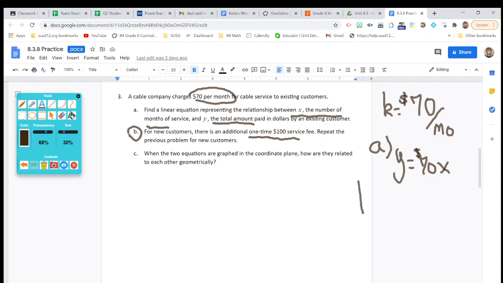Okay, we're going to make another graph, but this one is for new customers. New customers start with a $100 fee. I'm going to put that right here, but it's actually at the end. They start with a $100 fee, and the total amount they have paid is equal to the monthly rate of $70 a month times the number of months they've had service plus the $100 fee. So there's my answer for B. Make sure that you understand those equations.